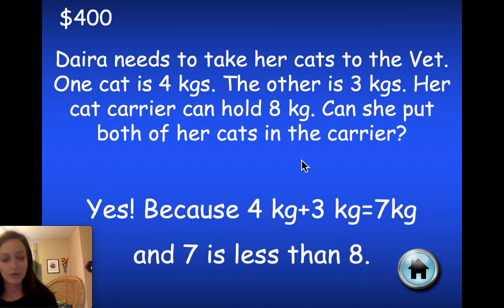Yes, she can put both of her cats because 4 kilograms plus 3 kilograms is 7 kilograms, and 7's less than 8. So yes, she could fit both cats in there, and it wouldn't be too heavy.